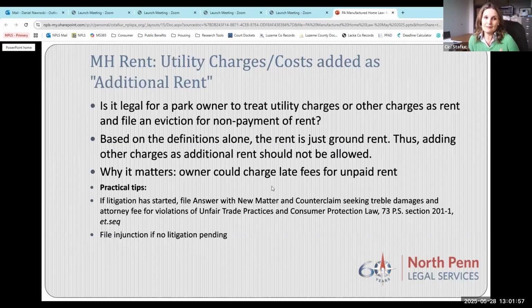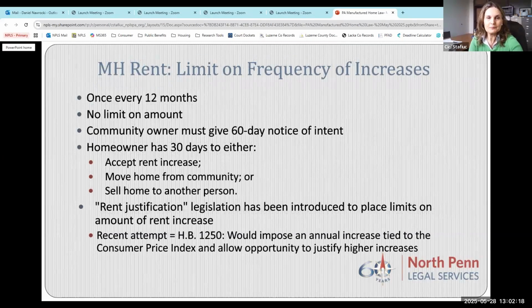How do you address this? If litigation has started, like in my case, you should file an answer with new matter and counterclaim, which I intend to do, seeking treble damages and attorney fees for violation of the unfair trade practices and consumer protection law. If there's no litigation, you should file an injunction. Okay, so that's what I wanted to discuss about charges as additional rent.